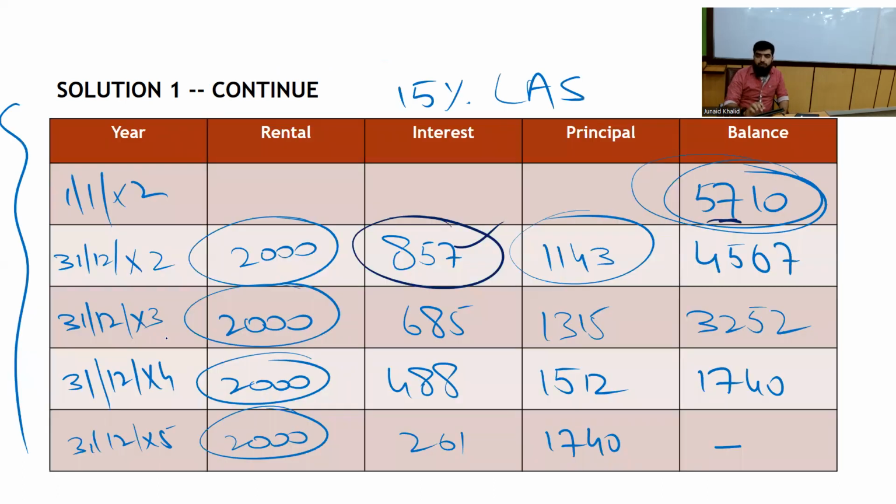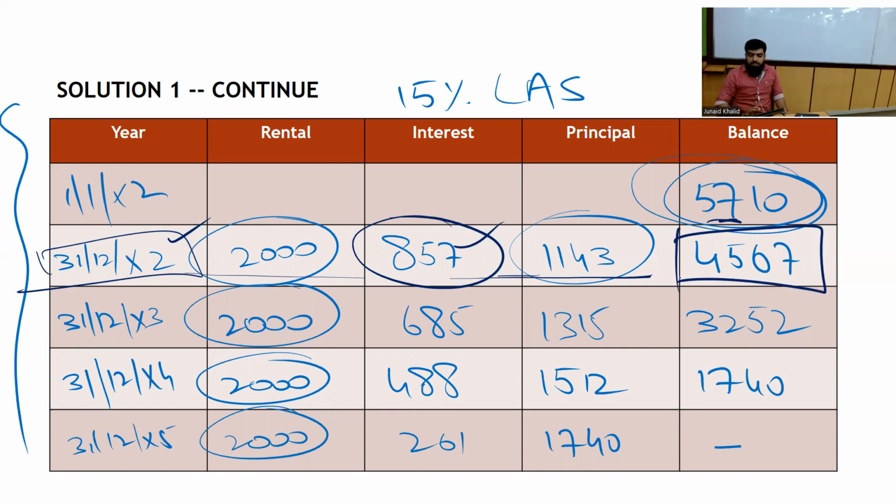Current liability and the long-term liability. Now try to understand this one. At the end of 31st December, we are preparing the financial statement, that is at the end of 2002. At the end of 2002, we have a total lease liability of 4567. Am I right? It means at 31st December 2002, we have a lease liability of 4567. That is the total obligation.